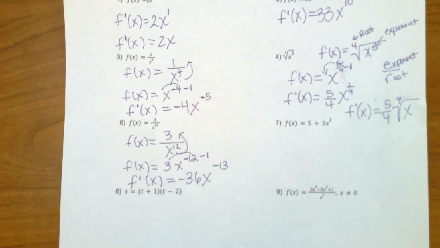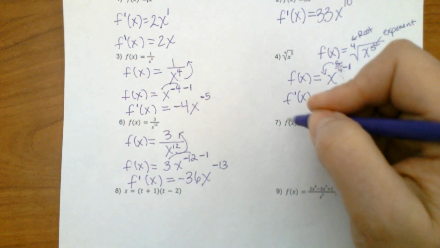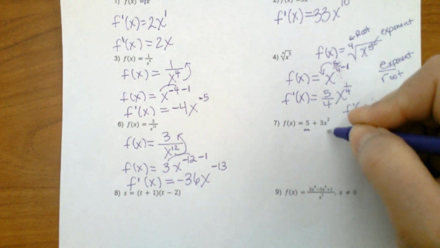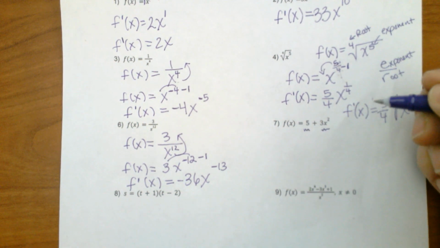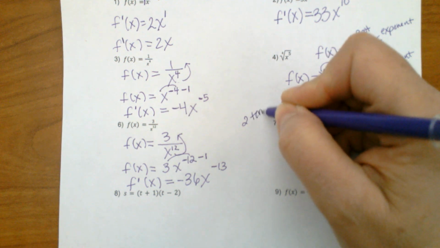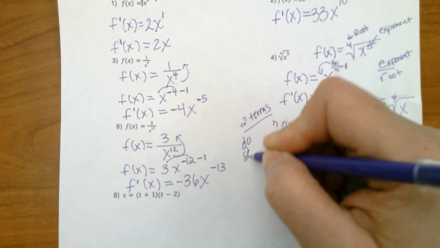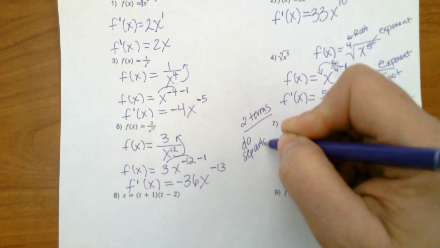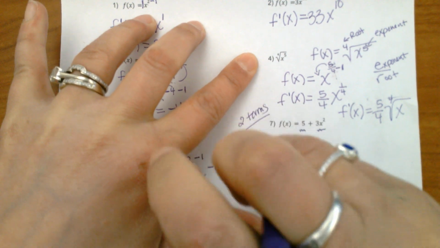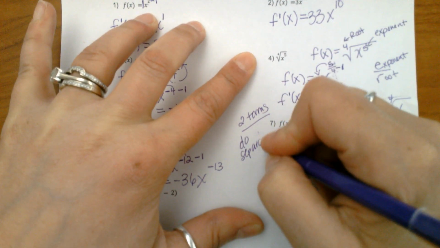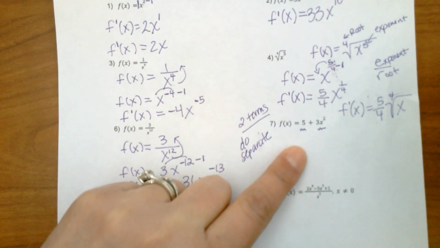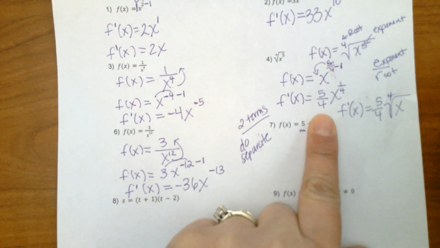There we go. Now, we've just been dealing with one term. What happens if there's two terms, like f of x equals 5 plus 3x squared? So this is 2 terms. Well, if you have 2 terms, do each one separately. So the first one that we're going to take care of is 5.